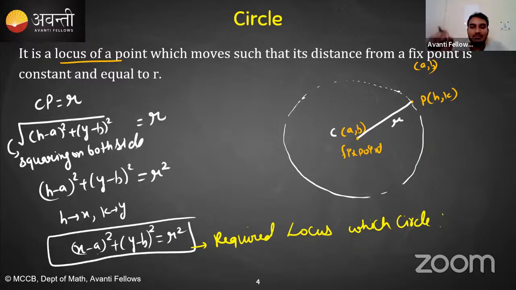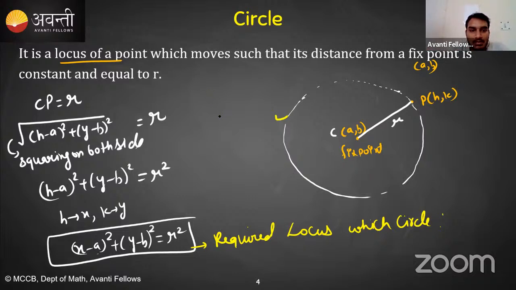What did we do? In a Cartesian plane, we just found all the points which are at a constant distance r from my fixed point C. We started joining all these points, and the curve that we got looks like this, and we named this curve a circle. That's it. Is this clear, everyone? The definition is clear. The locus is a point which moves such that its distance from the fixed point is constant, and the distance is r.